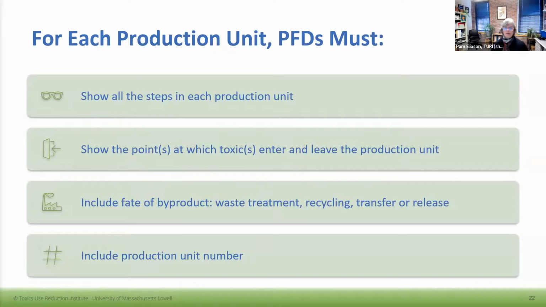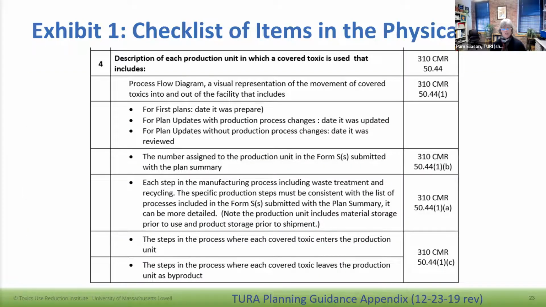So in your production unit, you want to show all the steps of each of the process throughout the production unit, show the points where toxics enter and leave. You want to make sure you're including the fate, and you want to make sure that you're including the production unit number. One of the requirements for toxic use reduction planning is that you update or revise your process flow diagram as needed. And so you need to document that.